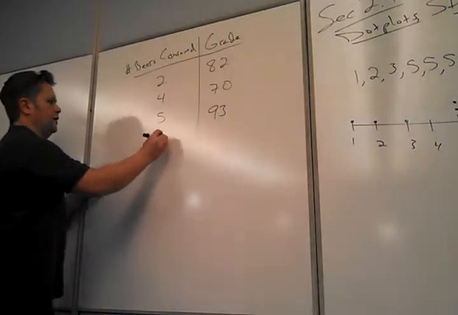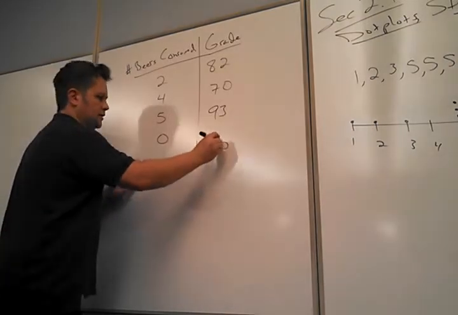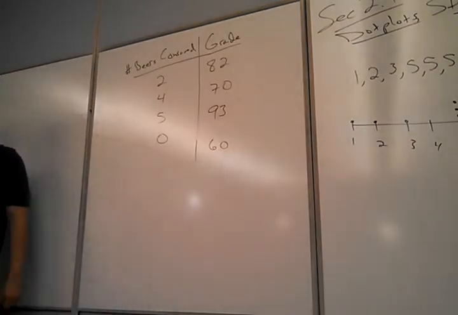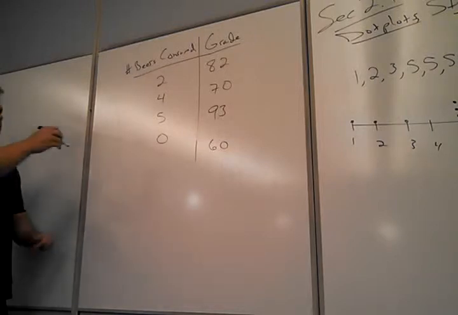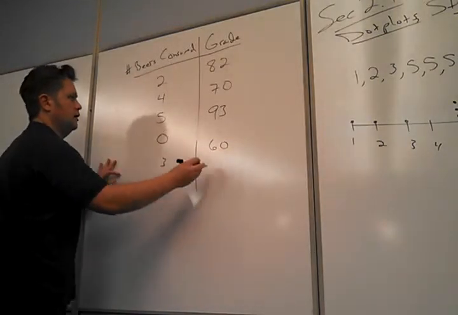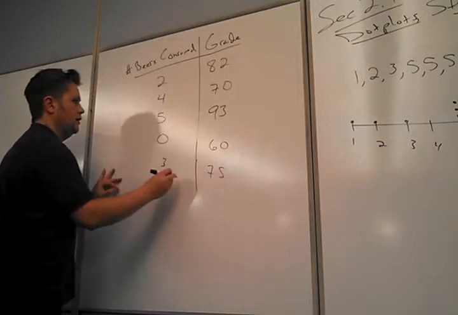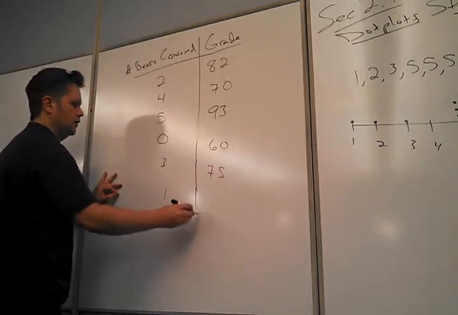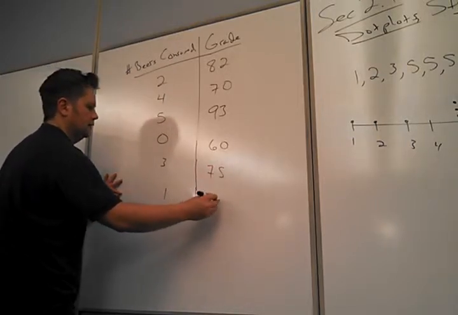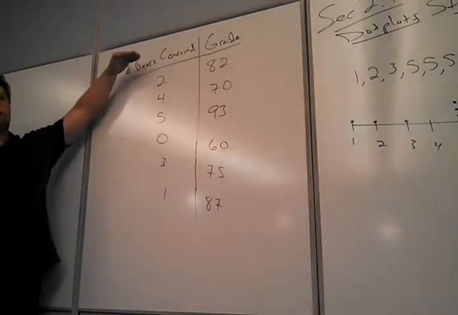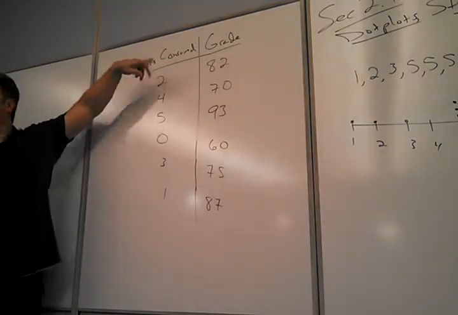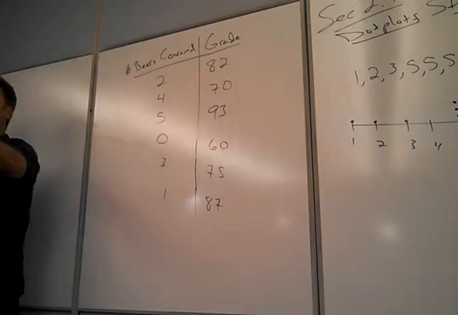And then you got the guy that didn't have anything, and makes a 60 because he doesn't understand the thing. Who cares how sober he is? Or she, I don't know. And then 3 maybe is 75, and then 1 beer is 87. Who knows? But then all you got to do is plot these. This is X, Y, X, Y. Right?